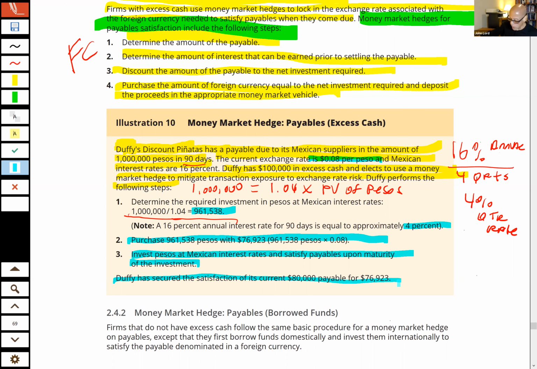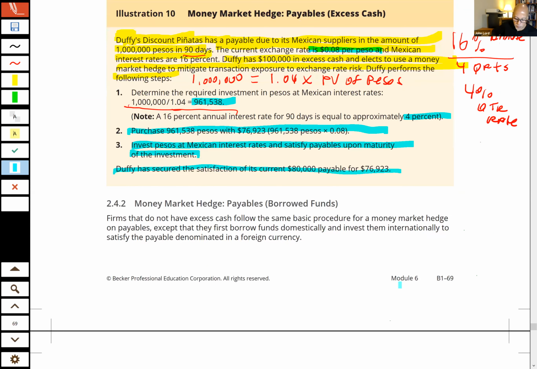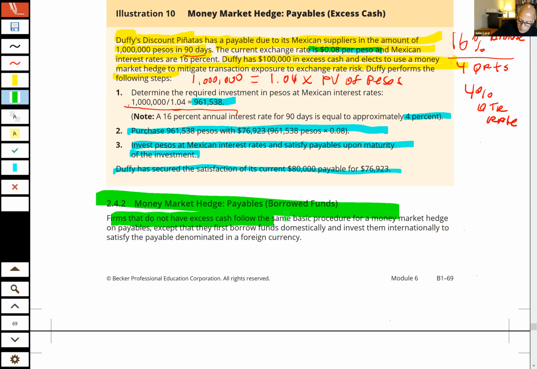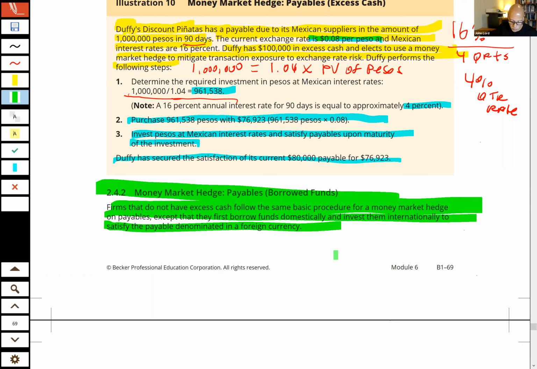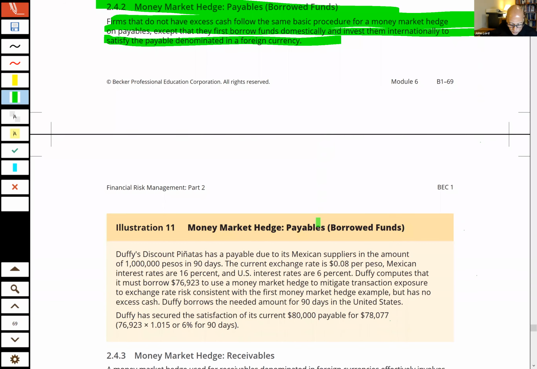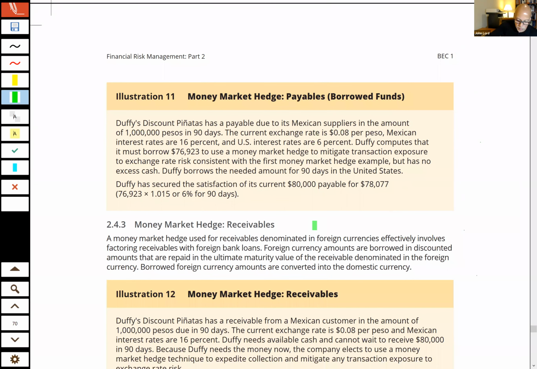Okay, good. Let's take a look at borrowed funds. With the borrowed funds, I'm going to have to borrow some money to be able to purchase the pesos that I need to then have them grow to whatever it is that I need to pay off at the time of the settlement. So firms that do not have excess cash follow the same basic procedure, except now they have to first borrow the funds in order to be able to invest them and have them grow to the desired amount of pesos. So let's just go ahead and take a look, and you can see it's very similar.